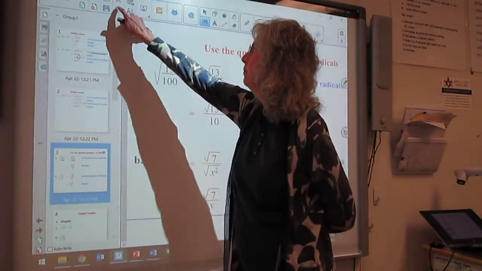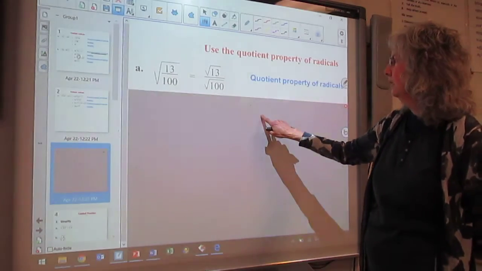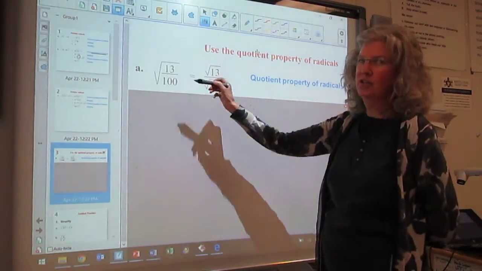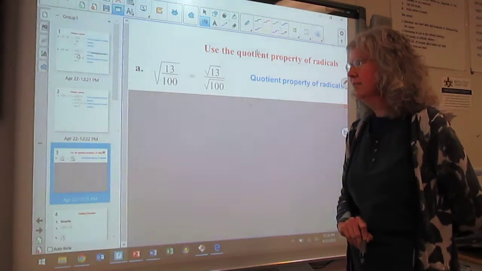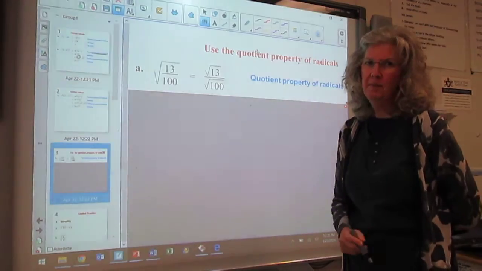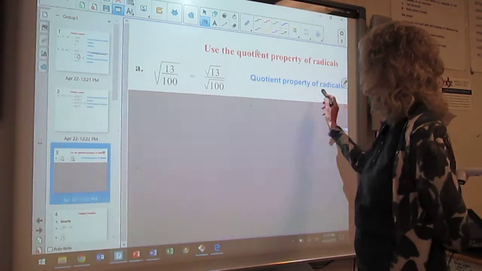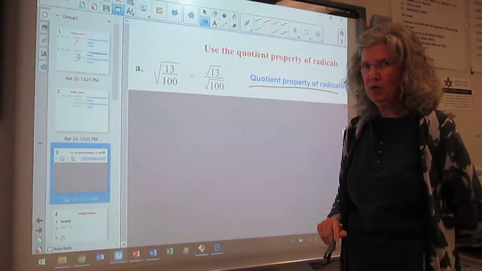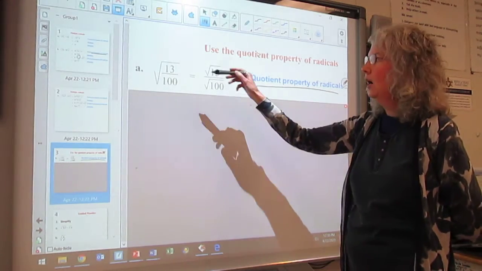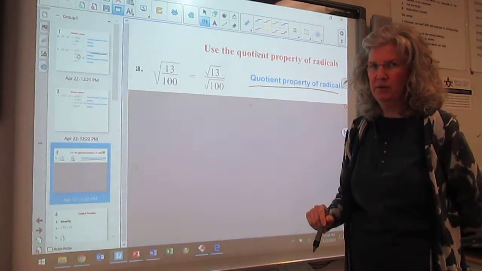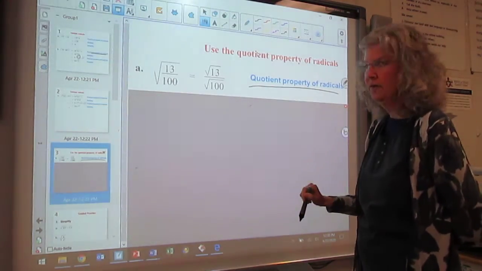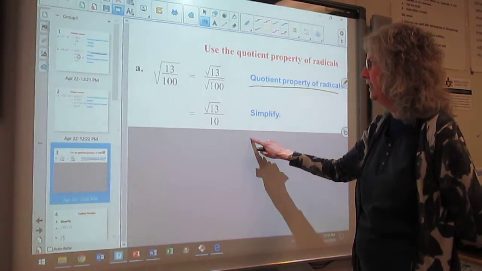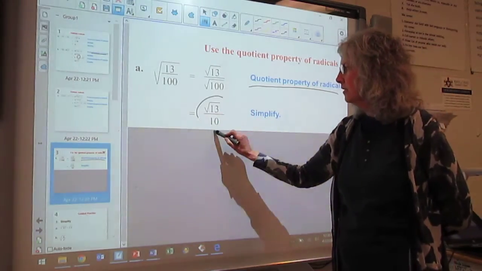Let's try the quotient property. Okay, we want to simplify the square root of this fraction, 13 over 100. Well, we need to recognize that the 100 in the denominator is a perfect square. So we're going to use the quotient property of radicals, which states that the square root of a quotient is equal to the quotient of the square root of the numerator over the square root of the denominator. So we're going to change that form to look like a square root over a square root. And of course the square root of 100 is 10, and we are left with the square root of 13 over 10.